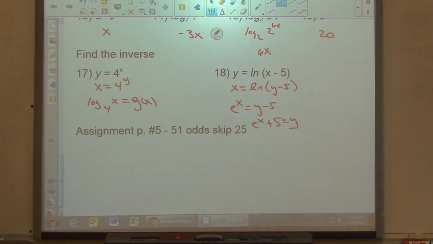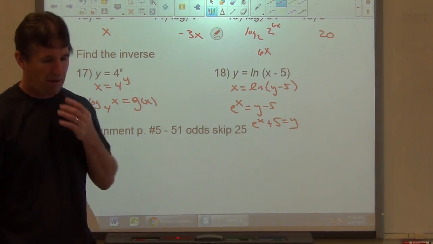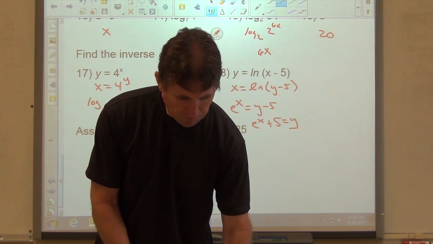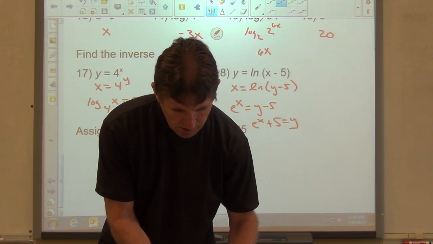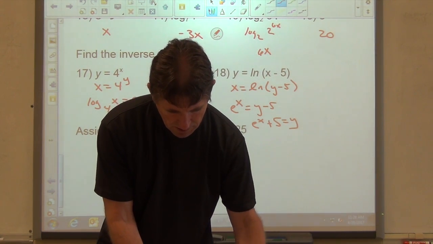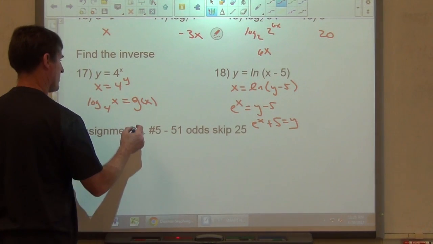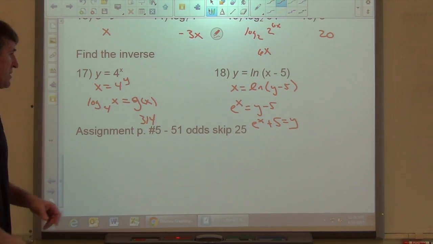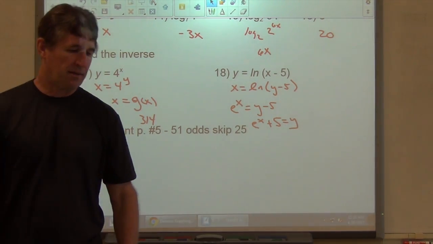And then your assignment is page, I guess I should have put the page up here. The page is, let's see, 314. Sorry about that. So page 314, 5 to 51, the odds, skip number 25. Again, we'll be doing that in class. Hopefully this works out.